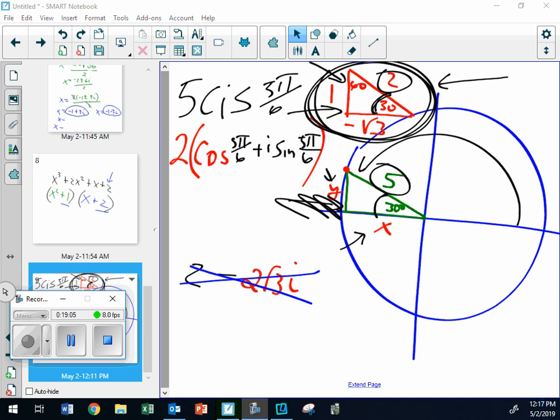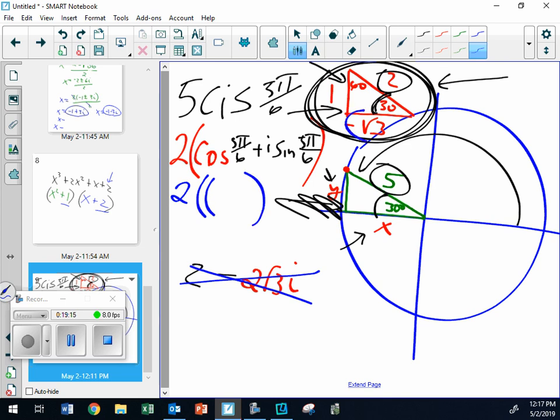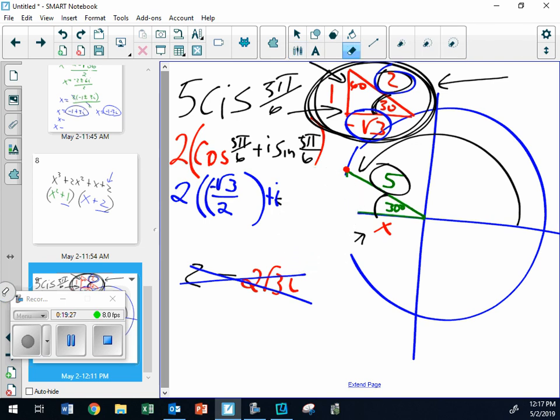Give that a shot. Okay, so I'm going to go 2 times, and then what's this part? Well, it's cosine. Cosine's adjacent over hypotenuse. Root 3 negative, don't forget the negative, over 2, plus i sine, and sine is opposite over hypotenuse. Is it happening again? It is! It's the 37th time we've done sine of 1/2. I warned you. That's going to come up about 37 times this year.